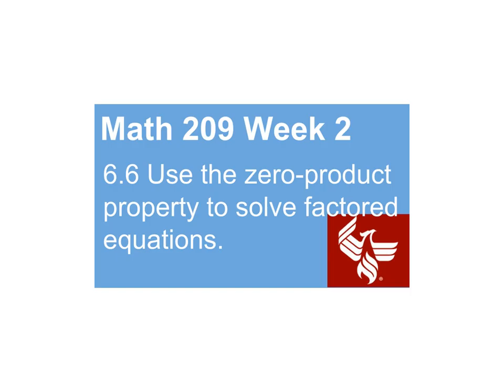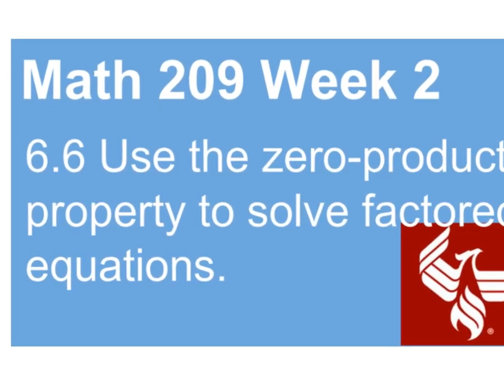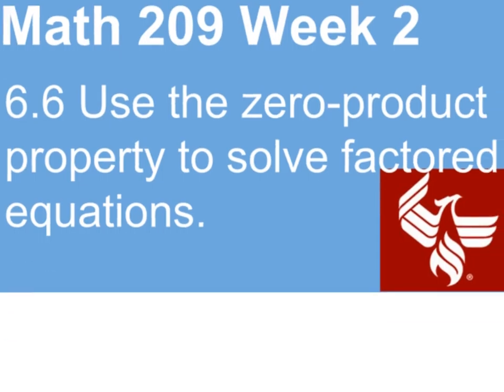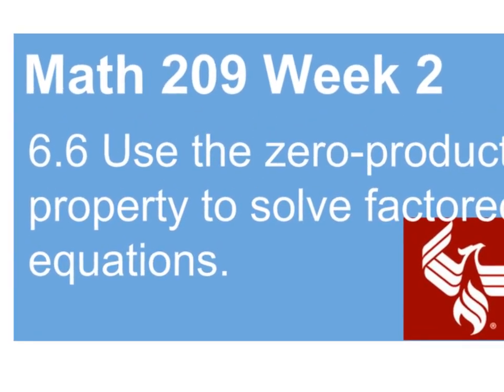All right, this is Math 209 Week 2, and we are using the zero property to solve factored equations. When the directions say solve the equation, what does that mean? Well, basically what it means is we're going to graph this equation. This equation happens to be 5x times x plus 8.